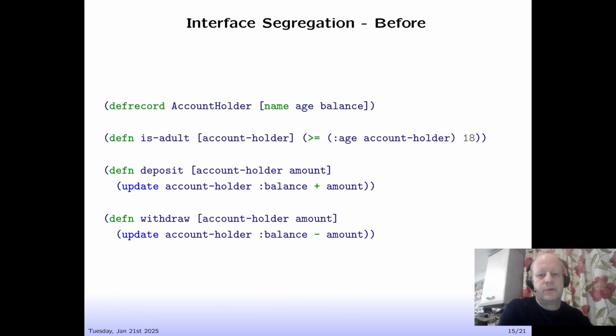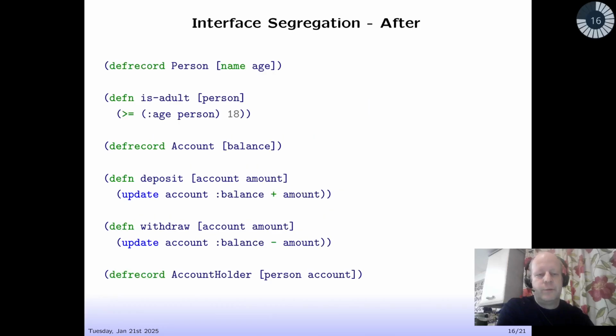So here we have an example of an account holder. The account holder has a name, an age, and a balance. And then we can, for example, check if the account holder is an adult by checking that the age is greater or equal to 18. We can deposit some amount in the account by updating the balance of the account holder, increasing it by the amount. And withdrawal is done by decreasing the amount. This implementation works, but it would be better if we would segregate the interfaces.